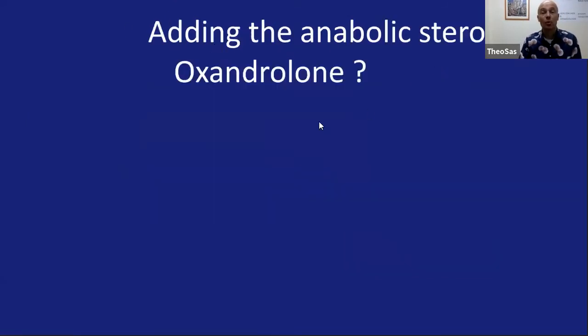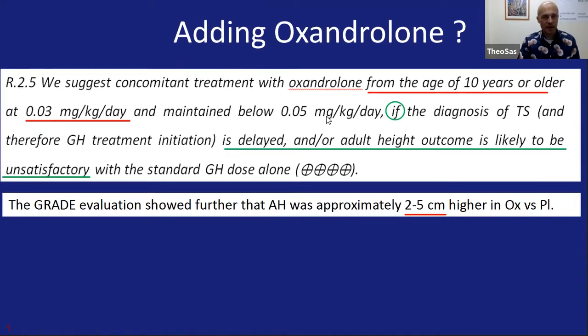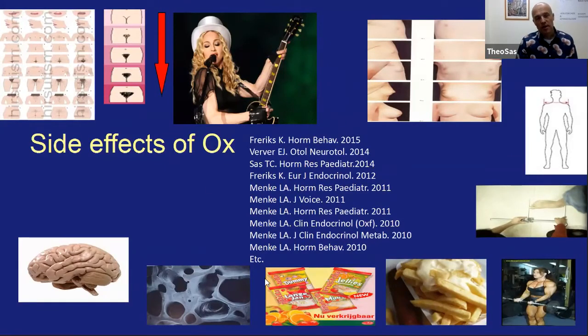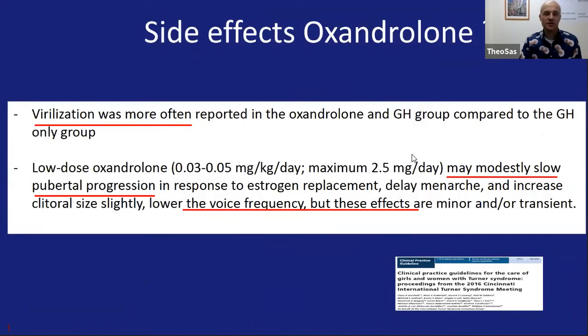Could you add oxandrolone when it's available in your country? Again, in Europe at this moment, it's not easily available or not available. And we know from studies that it works. It could add extra centimeters in addition to growth hormone. These 3 studies were published almost 10 years ago, showing the effect and showing that in general, it is safe to give oxandrolone. There are some side effects. These are in general mild and transient, and we talk about virilization and slowing down a little bit the pubertal progression. But yeah, it's not available at this moment.